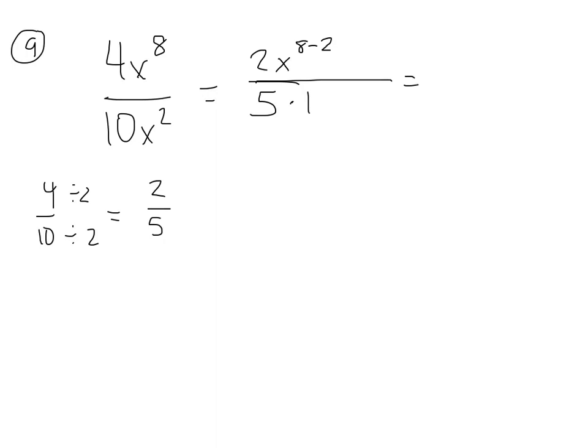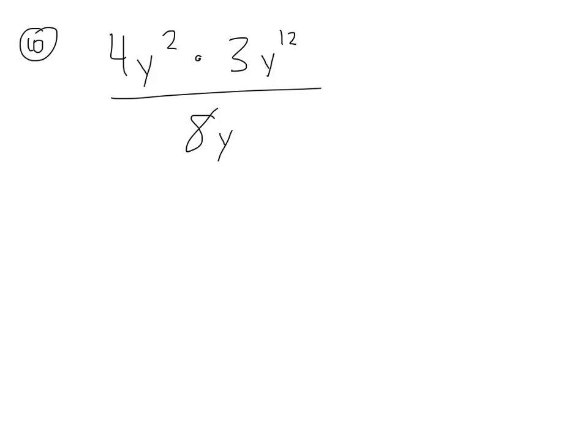All right, so let's rewrite this even a little more. 2 over the 5, can't simplify that, right? And on the bottom I have 5 times 1, which is just 5. So I'm back to just having 2 over 5. X to the 8 minus 2, that's like saying x to the 6th power. And am I done? I am. Can't simplify it any further. I am finished.